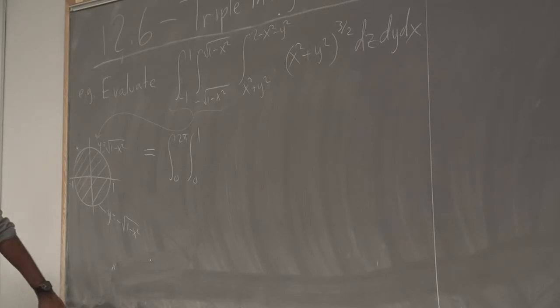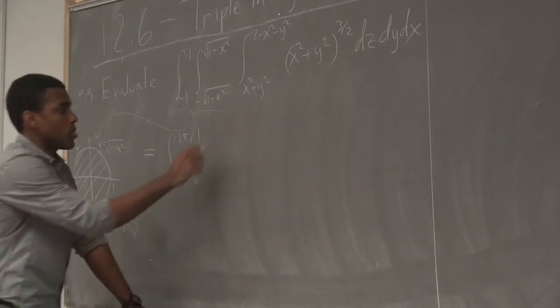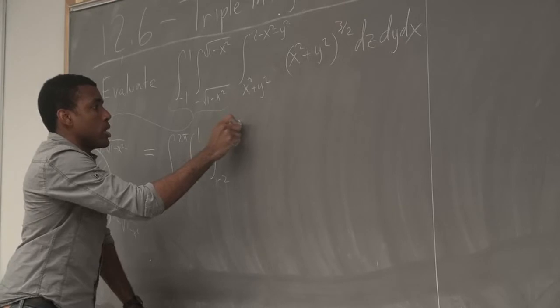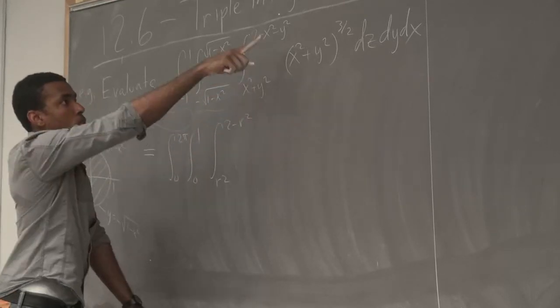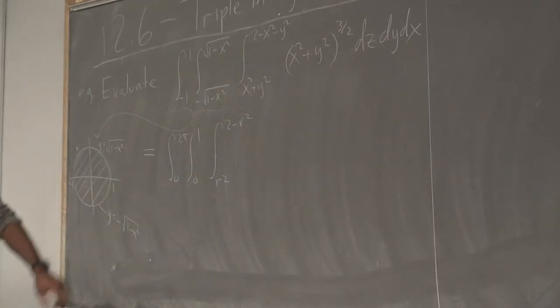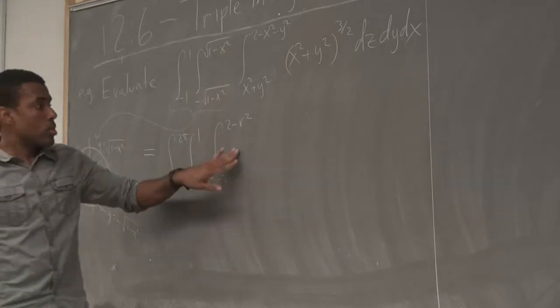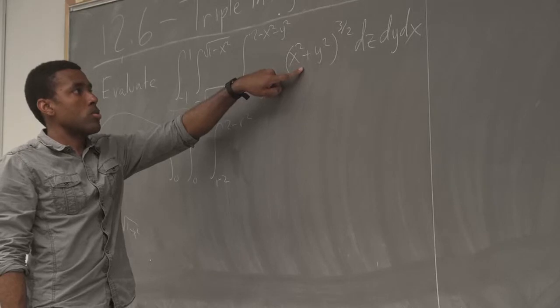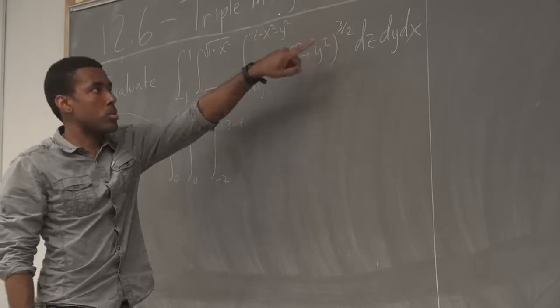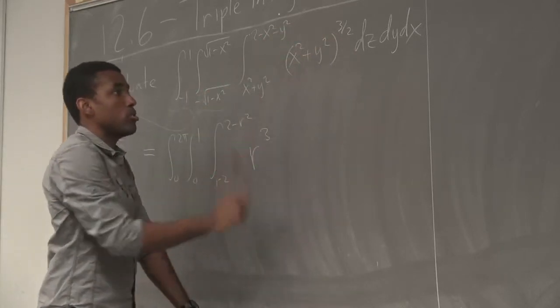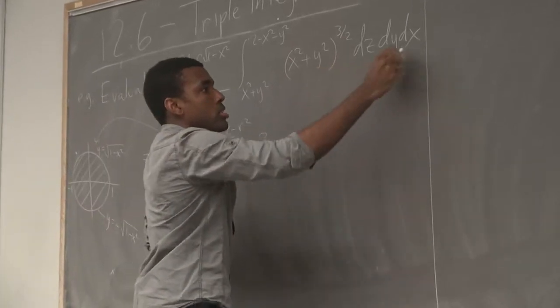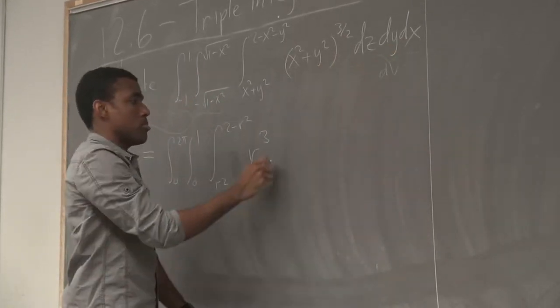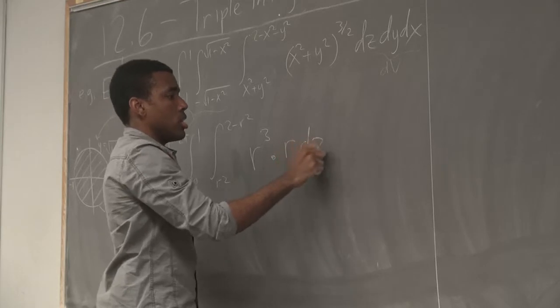What about the inner integral? 0 to 2. R squared up to 2 minus r squared, right? Everywhere you see x and y, replace with r cosine theta and r sine theta. X squared plus y squared is r squared, which means this becomes what? R squared. Right, r squared to the 3 over 2, the 2's would cancel, so that's just r cubed. And then this is your dv, that becomes r dz dr d theta.